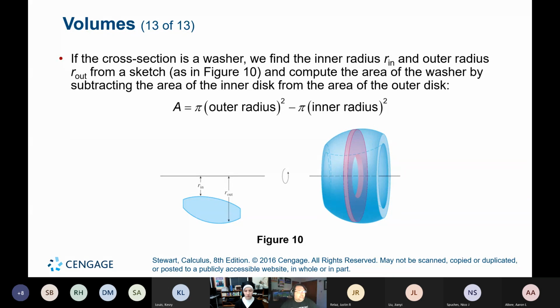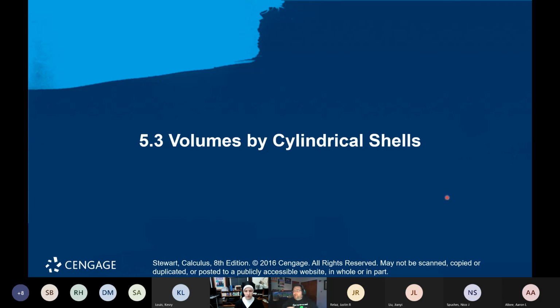So that is the disk method, or the donut method when you're looking at ones with holes. There are two different methods that we can use to do this. That was the first method. The second method is by cylindrical shells. So we're actually looking at a cylinder that goes around instead of just a circle.